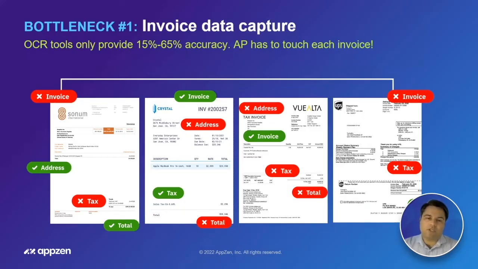Because when AP is touching every invoice and the volumes are increasing, then either an organization has to increase their AP team size, or they have to introduce different, you could say, steps to ensure that the data the OCR has extracted is accurate and meets their requirements to process that invoice.